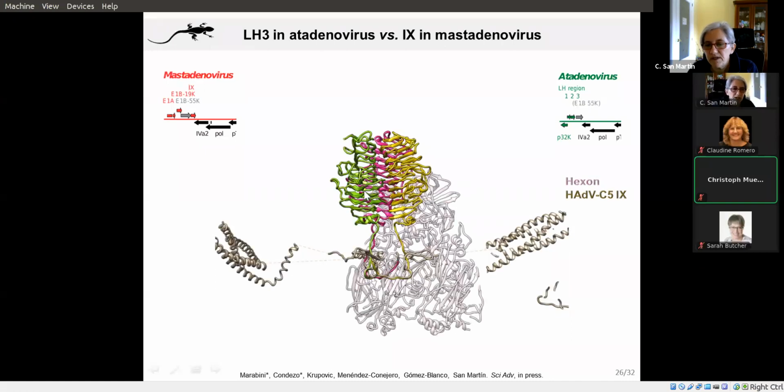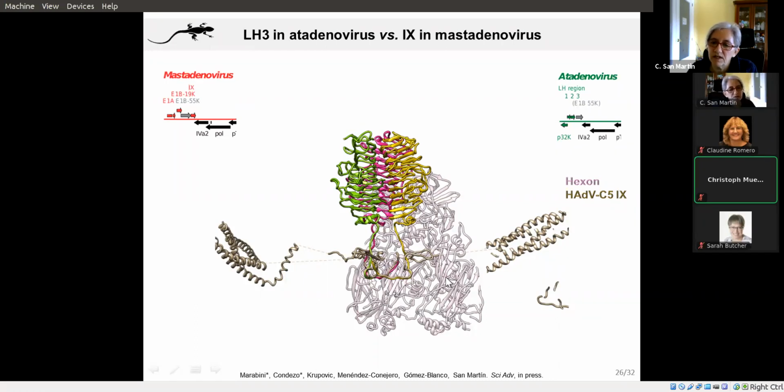Here I'm overlapping LH3. There is a hexon back there for reference. And in brown, we have protein 9 in the human adenovirus type 5. And you can see that the structures are very different. The AD5 protein goes all the way here to the capsid edges to form the helix cluster, while we have here on top of the triskelion this beta helix domain.